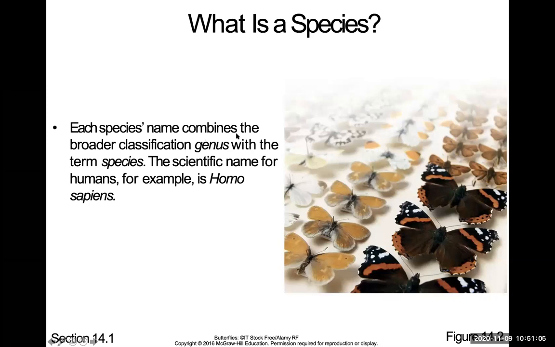So each species name combines the broader classification, the genus, with the term species. For humans, the scientific name for us is Homo sapiens. How many people know that? Did you guys know that?